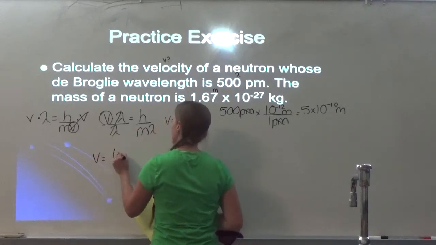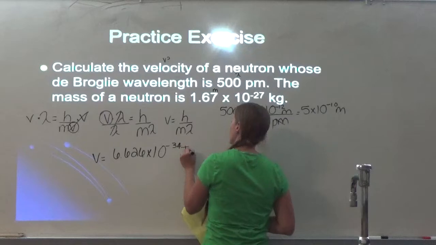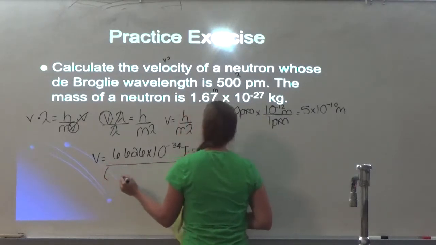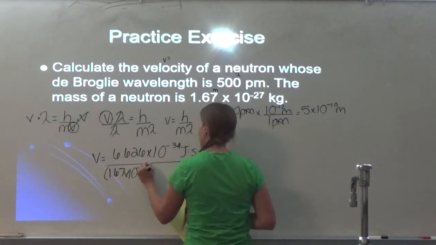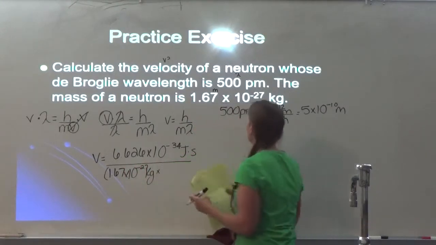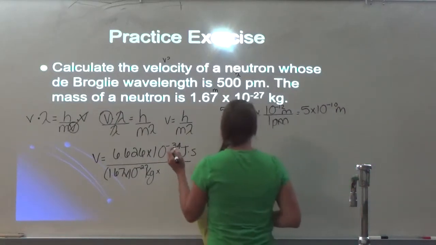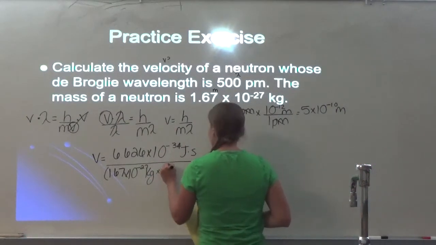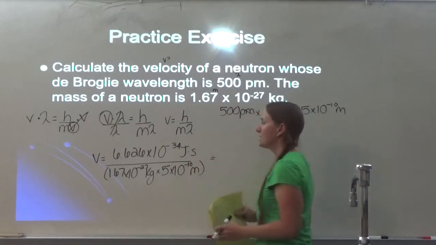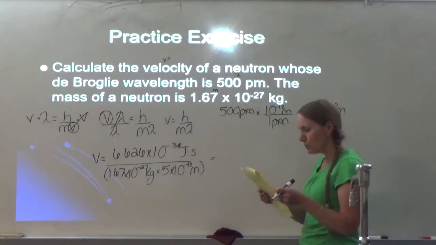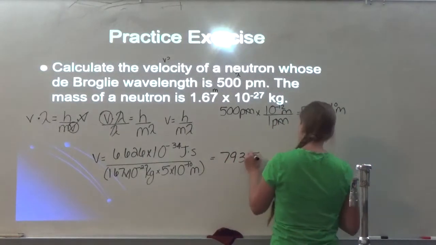So h is 6.626 times 10 to the negative 34 joules times seconds. My mass is 1.67 times 10 to the negative 27, and they conveniently gave it to me in the correct unit of kilograms. And my wavelength is 5 times 10 to the negative 10 meters. All right, so again, the math is easy. Once you plug that in, you should get 793.53.